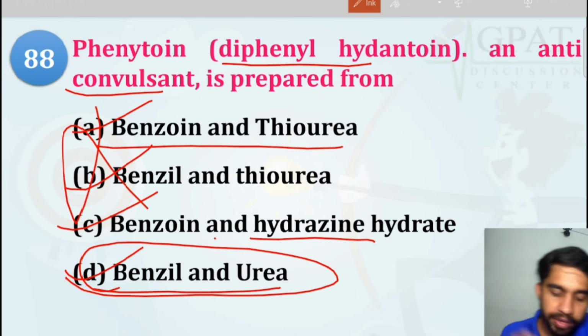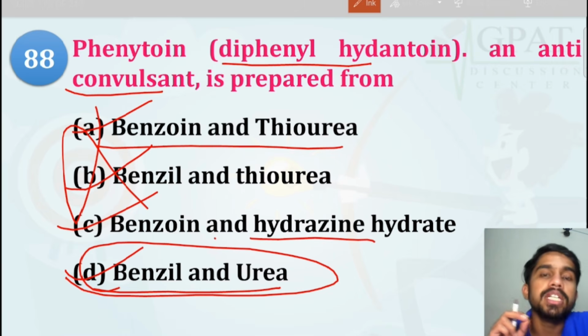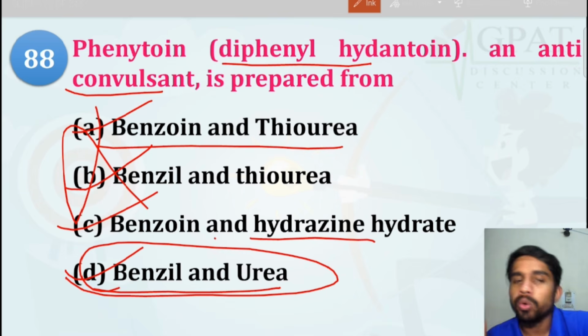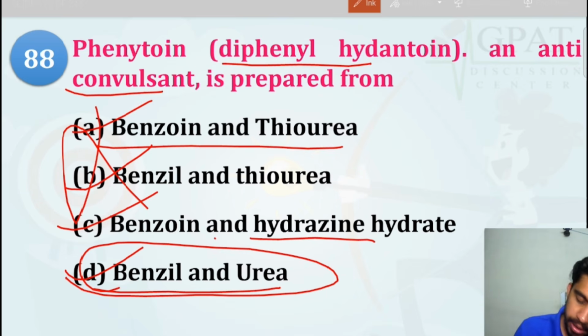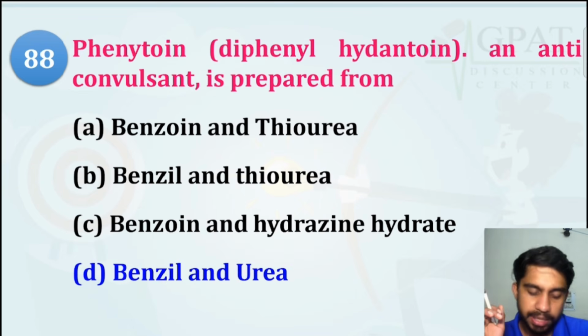What is phenytoin? Phenytoin is an anticonvulsant agent, and it also acts as a sodium channel blocker. It is used in partial seizures, and it is also used in tonic clonic seizures. Simple. So in phenytoin synthesis we use benzyl and urea. The right answer will be option D, that is benzyl and urea.